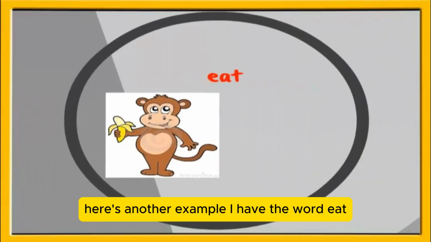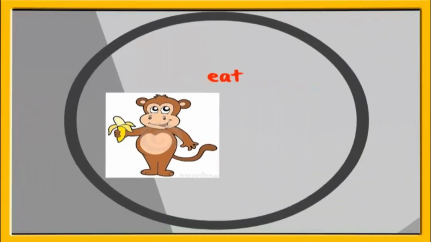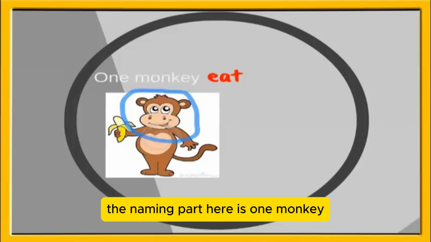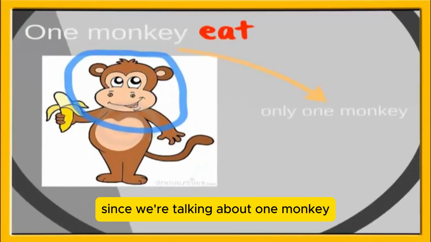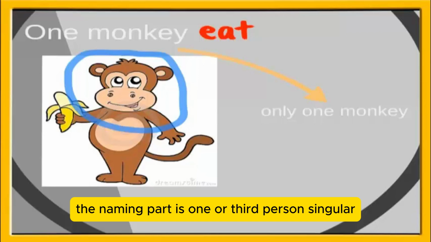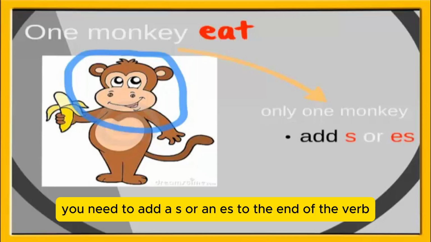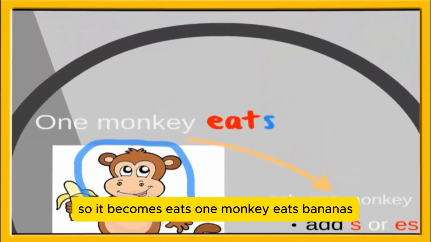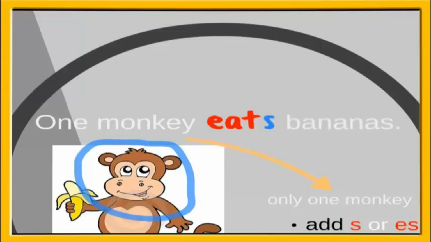Here's another example. I have the word eat. Eat is an action word, so it is a verb. So let's look at the naming part. The naming part here is one monkey. One monkey does the action. Since we're talking about one monkey, the naming part is one or third person singular, you need to add an S or an ES to the end of the verb. To this verb, we just need to add an S. So it becomes eats. One monkey eats bananas.